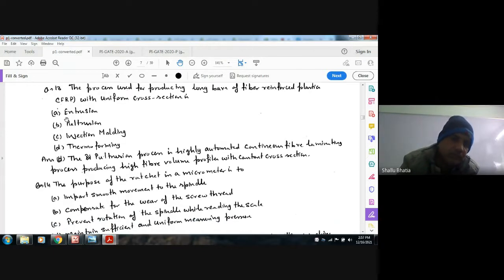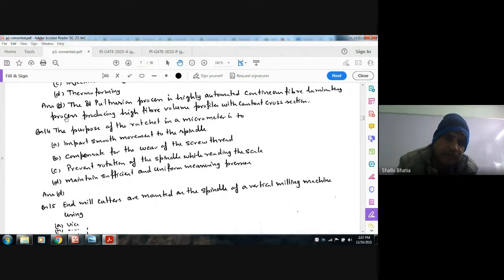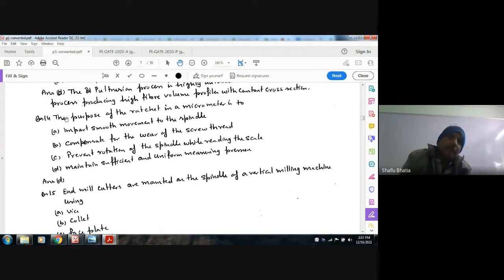So the answer is A. The purpose of the ratchet in a micrometer is to: A. Impart smooth movement to the spindle, B. Compensate for wear, C. Prevent rotation of the spindle while reading the scale, D. Maintain sufficient and uniform measuring pressure. Option D is the right answer, because the purpose of the ratchet is to maintain sufficient and uniform measuring pressure.